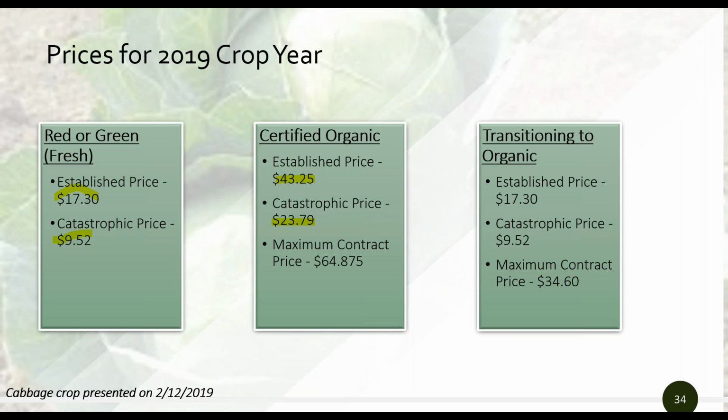And if you're dealing with a contract price, here's the maximum contract price allowed. If you're transitioning to organic, the established price goes back to something very similar to the established price just for the fresh marketing. Take a look at the maximum contract price for transitioning to organic.